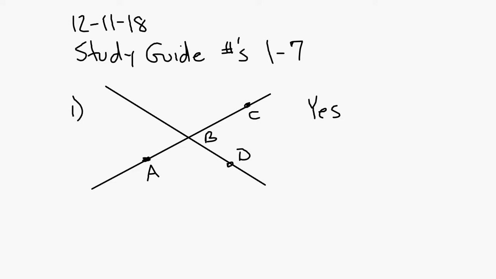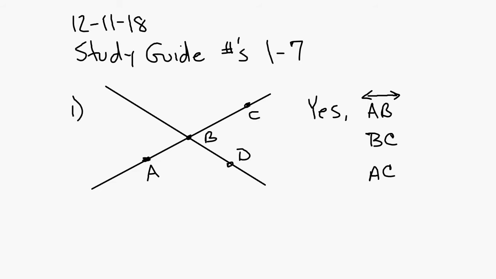So this line has some different names you can call it. You can call it AB, with the symbol, line AB. You can call it line BC. And you can call it line AC. Remember when you're naming a line, 2 points on the line.